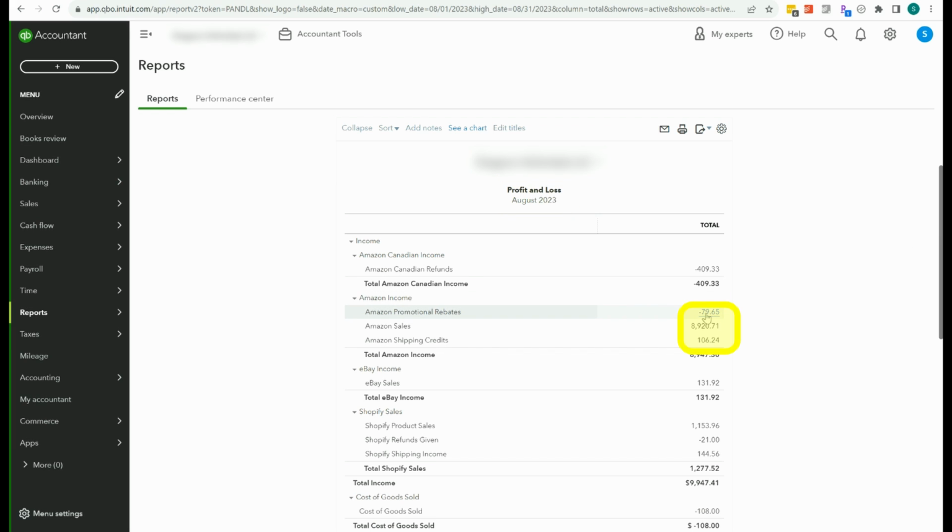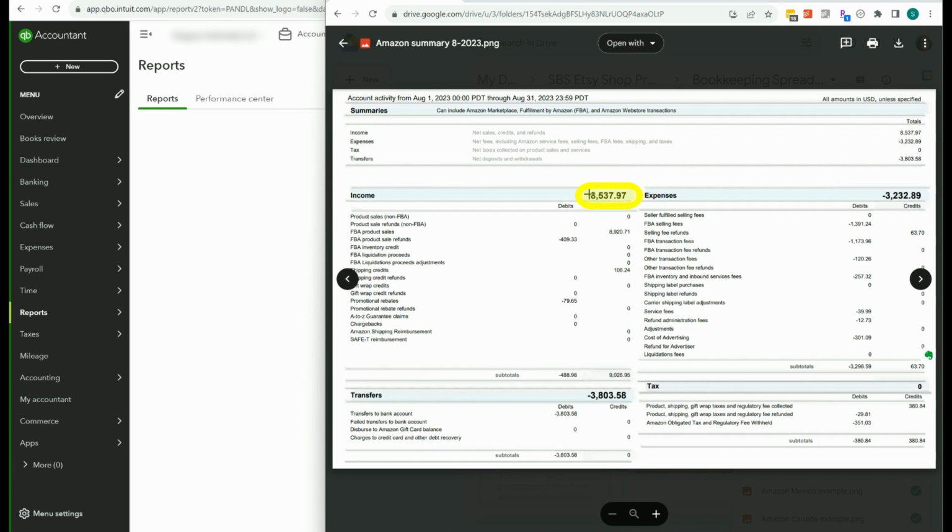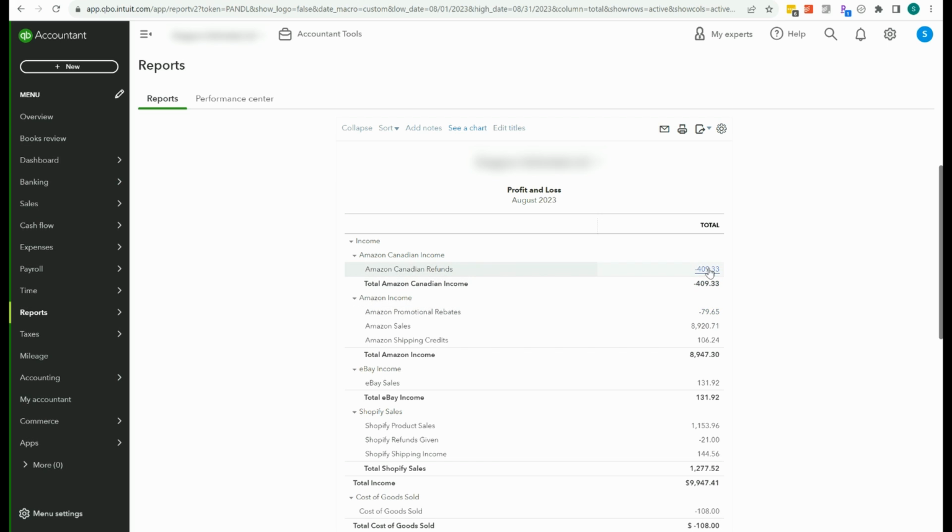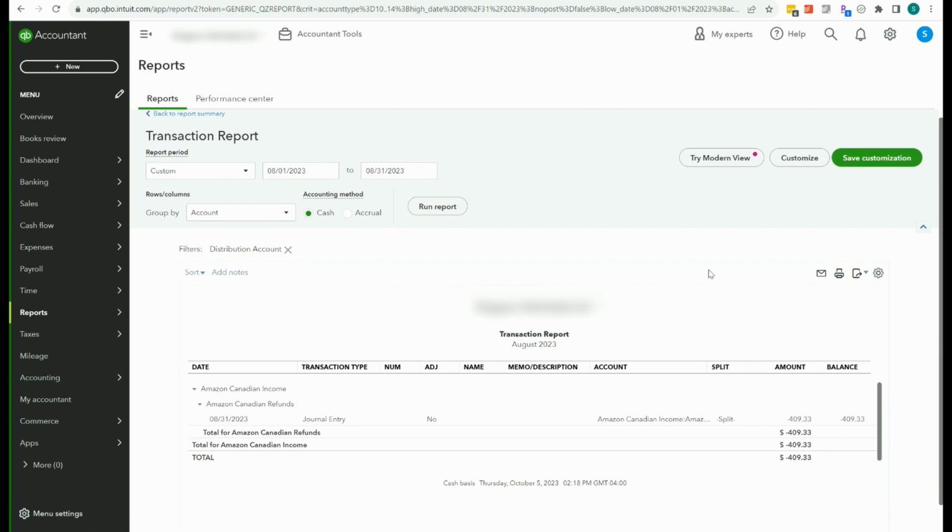So here are those values that we input into our journal entry. We have our Amazon sales. Here's that promotional rebate. Here's our shipping credits. Total Amazon income, $8,947.30. As I was looking at these numbers here, I realized I made a mistake because total Amazon income should agree to this figure right here. It does not. So I was looking into it and I stuck the refund on the wrong line. So this is good. It's a checks and balances.